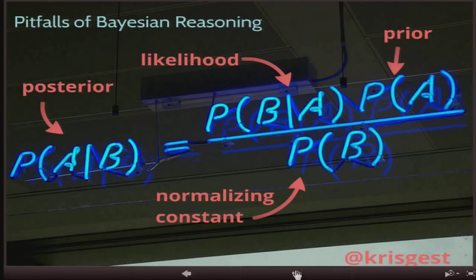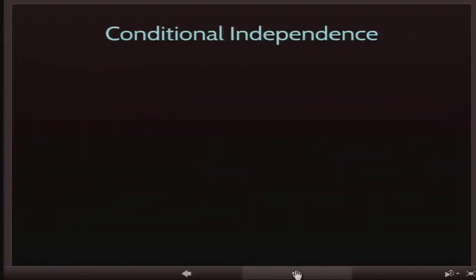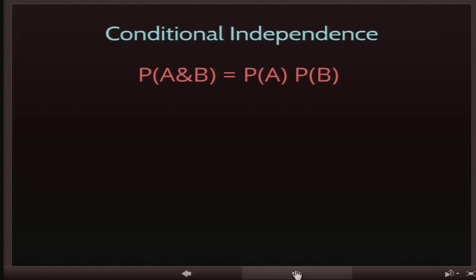And, okay, the next bit is probably the most important bit of maths in this talk, if you're going to remember anything. I just want to talk about conditional independence. Now, if you're dealing with the probability of two events, it's going to be equal to the multiplication of those probabilities on the proviso that they're conditionally independent. They're not in some way causally related.